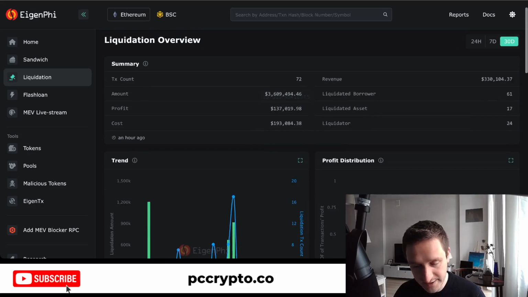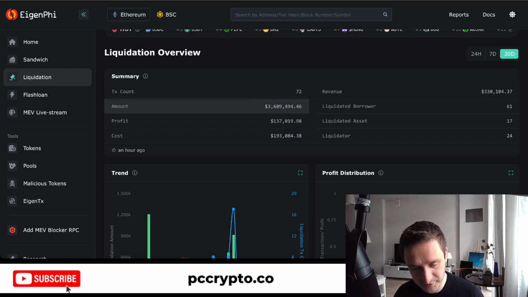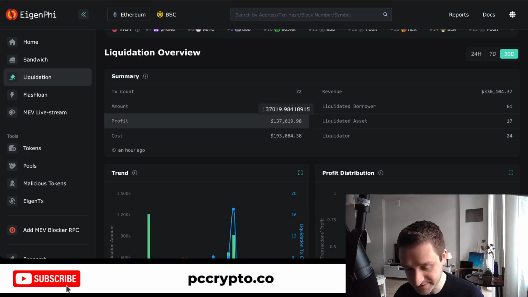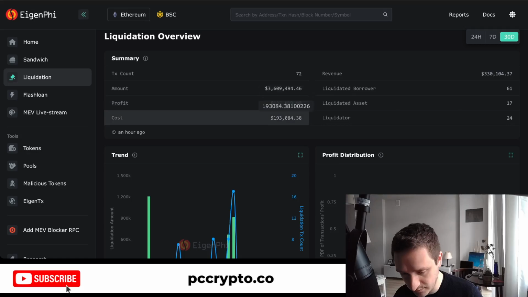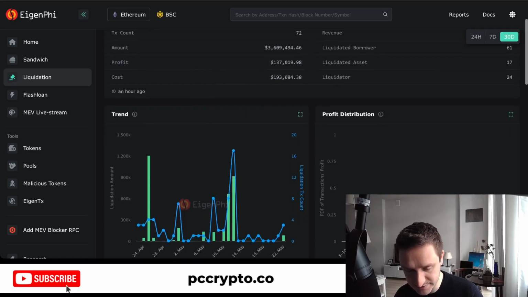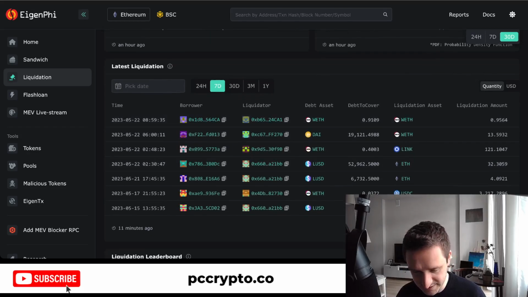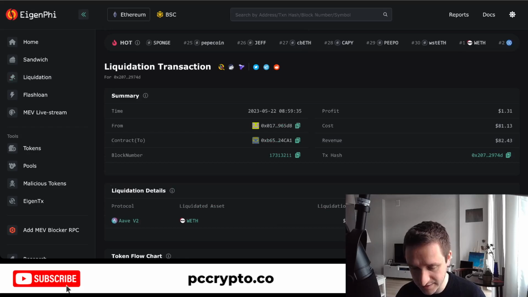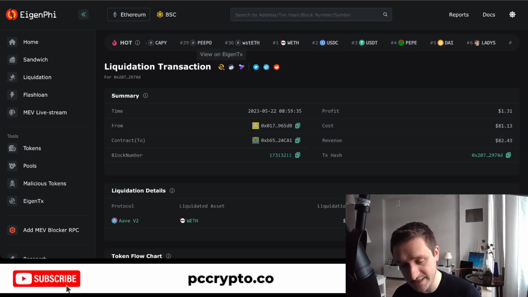So you can see that in the past 30 days, there were only about 72 liquidations for around $3 million. The total profit was $137,000 altogether. And you can see a bunch of other stats as well, and some of the transactions. This is a transaction I have found here. You can see that this is the liquidation here, and someone basically made a profit of $1 on this transaction on 0.9 ETH. So it's really super optimized.